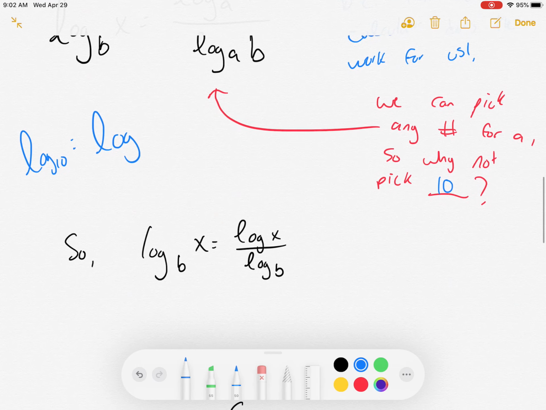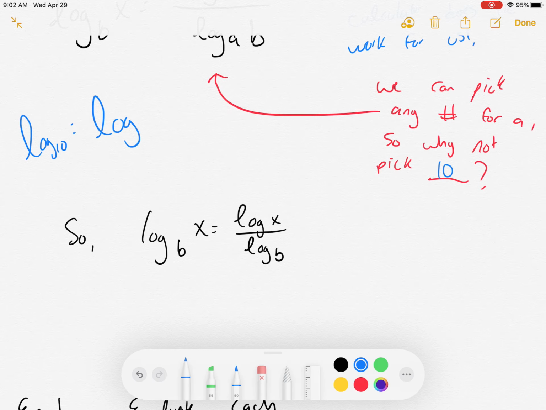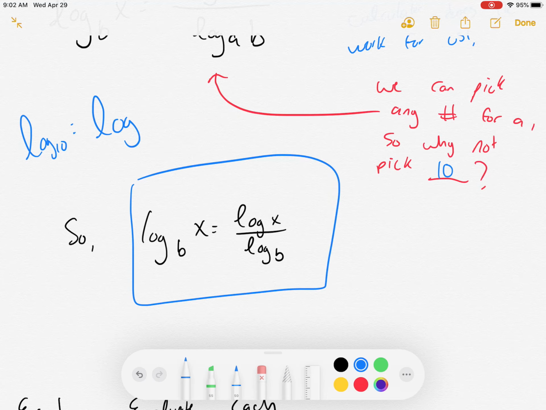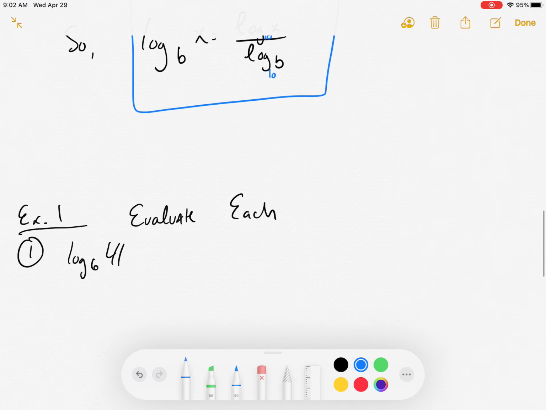Okay, so again, I picked 10 here because here's our change of base formula. Log base b of x equals log of x over log of b. Really, there are 10s right there, but we don't write the 10 because when we write log, the 10 is implied.